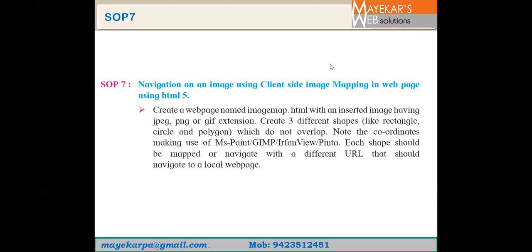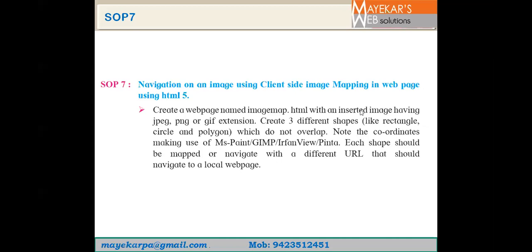So here is the practical slip that you will get in a practical exam. What it says: create a web page named imagemap.html. Here we have to create a single imagemap.html file with an inserted image having JPG, PNG or GIF extension. So any type of file we can use here, either .jpg, .png or .gif. Next, create three different shapes. After inserting an image, you have to create three different shapes like rectangle, circle and polygon.